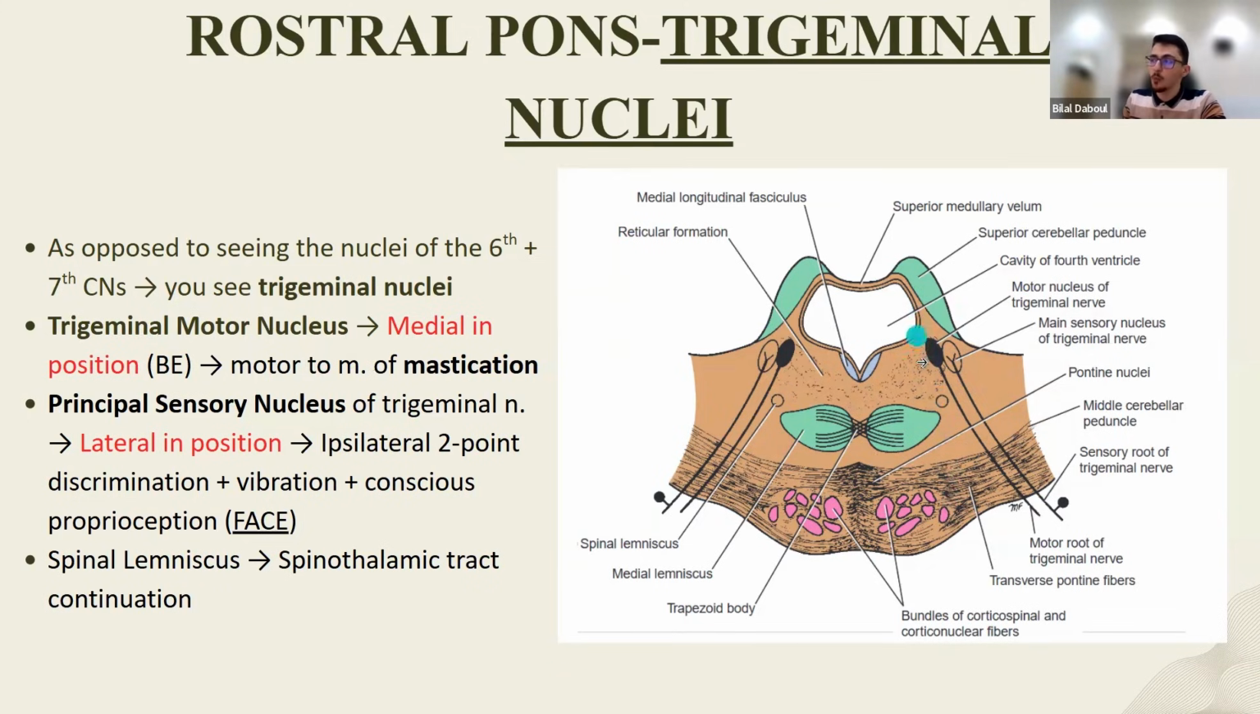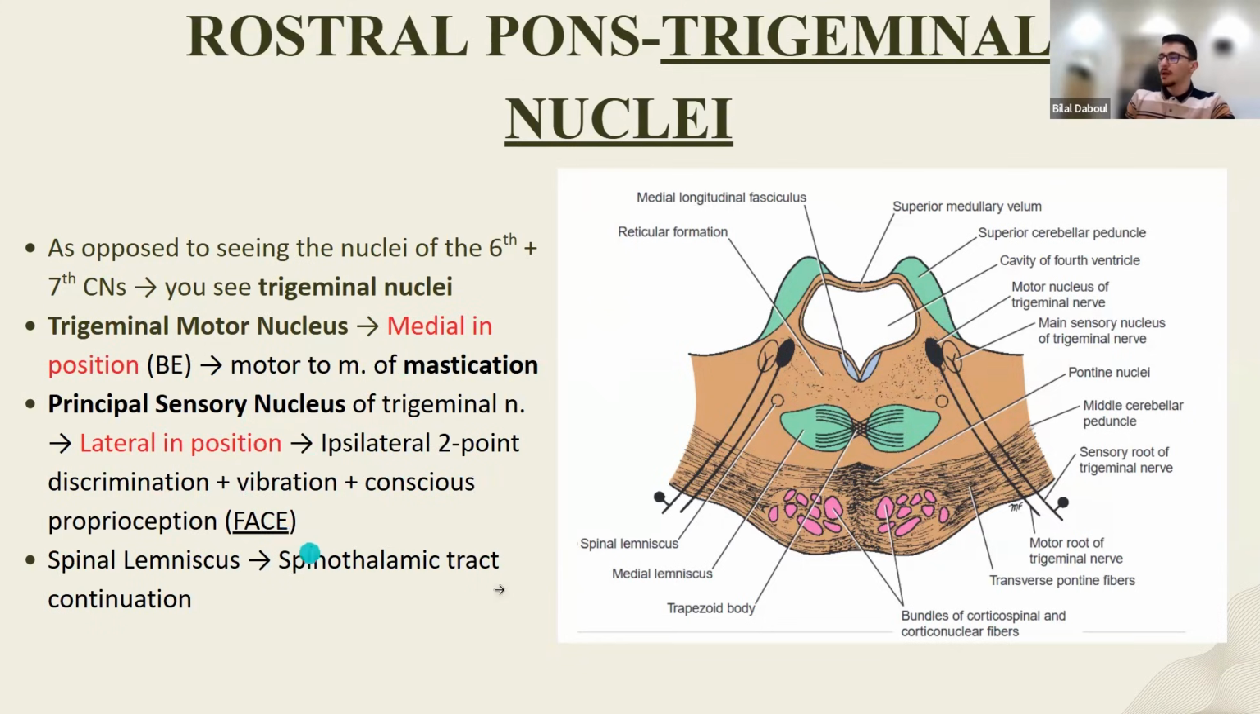If I damage this trigeminal motor nucleus, I would end up with paralysis of the muscles of mastication, because it's motor to the muscles of mastication. If I have damage to the principal sensory nucleus, I would end up with loss of ipsilateral two-point discrimination, vibration, and conscious proprioception from the face.